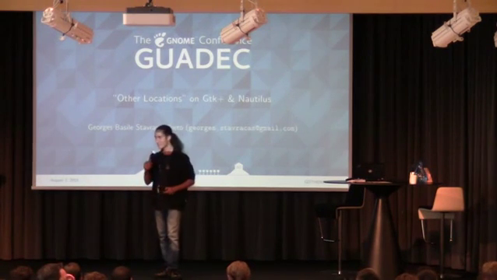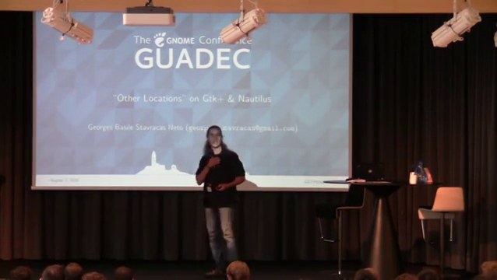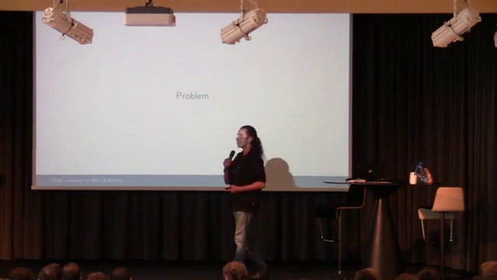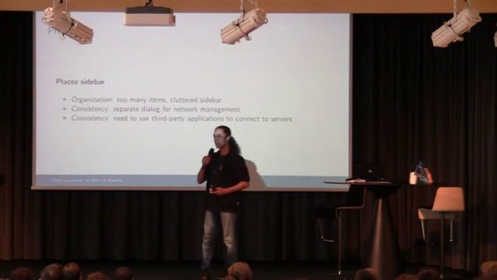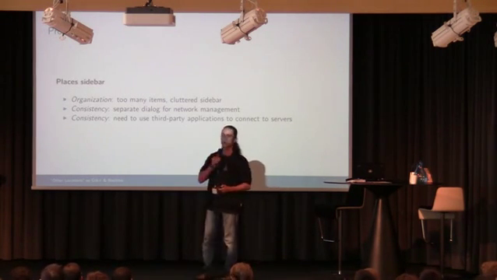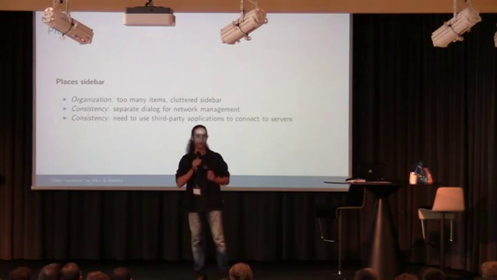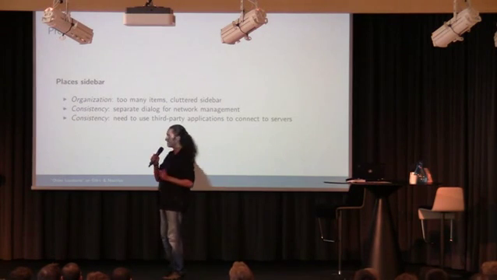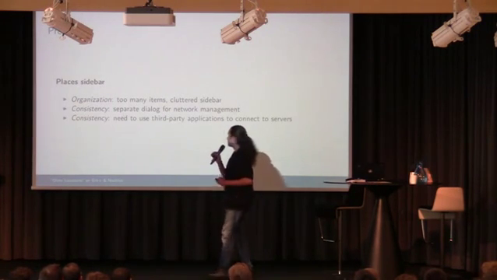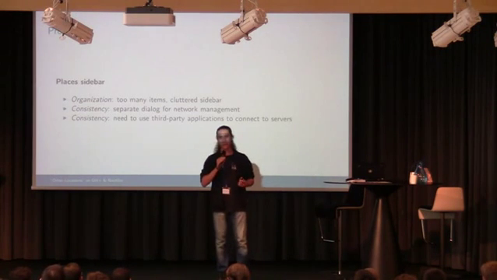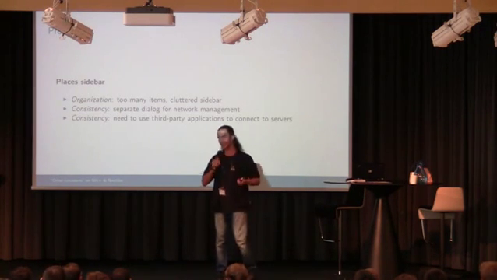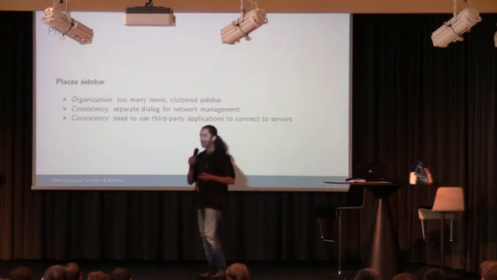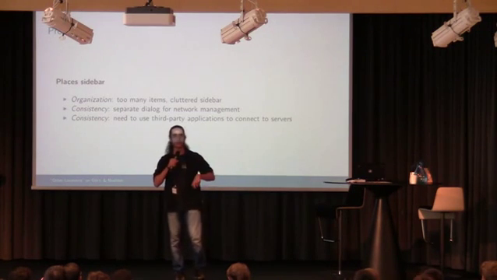So, let's go. My project is related to Nautilus and GTK. I will explain this better. The current problem is in the GTK Places sidebar, because it is all in one widget. It manages many things at the same time. It displays everything, and it has some problems. Too many items. It's not good to display too many items at the same time. And you can't manage your networks with it, although it displays networks.